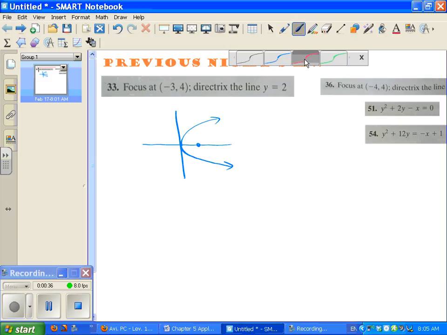If it runs through the focus, I believe the latus rectum is this distance from edge to edge of your parabola slash hyperbola that runs through the focus and is perpendicular to this axis. I think that's what it is, but we don't really use it, so just ignore that.